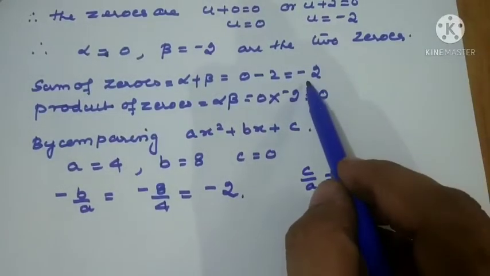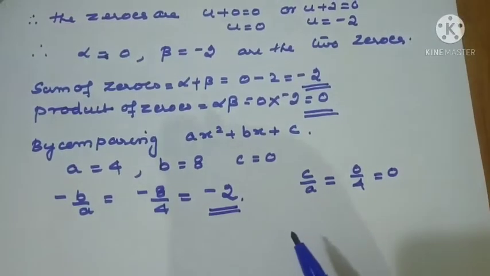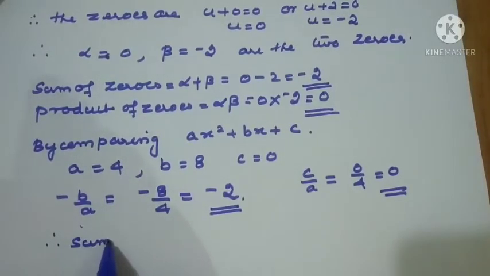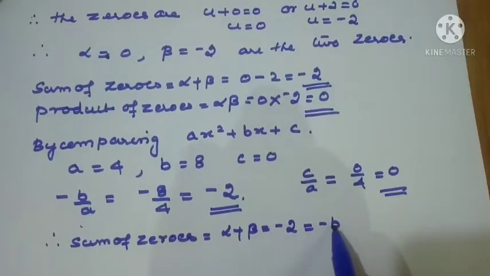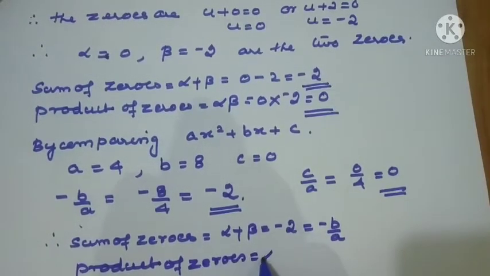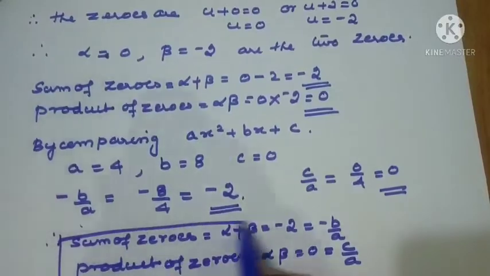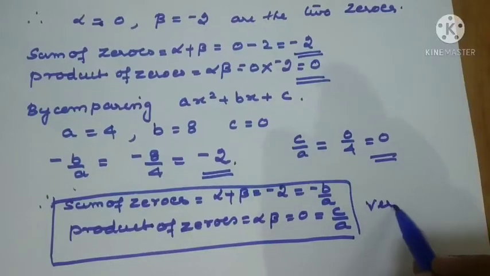So check the answers now. Sum of the zeros is minus 2. Product of the zeros, 0, we got. Here also minus b by a is minus 2 and c by a is 0. So we will write, therefore, sum of the zeros alpha plus beta equal to minus 2, which is equal to minus b by a. Product of the zeros alpha beta equal to 0, which is equal to c by a. So what is the conclusion? Verified.